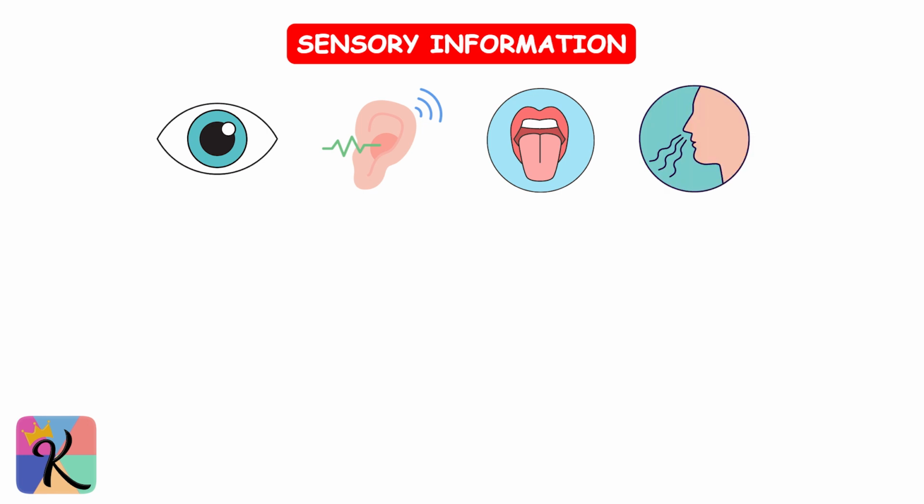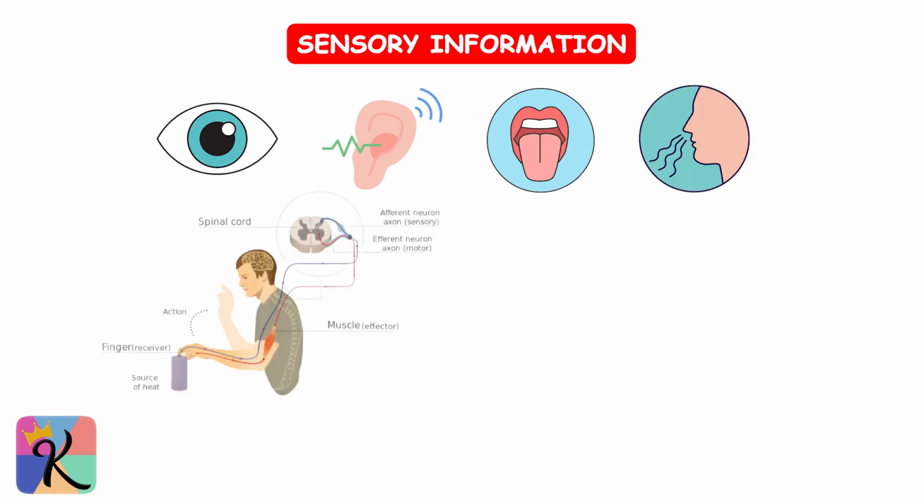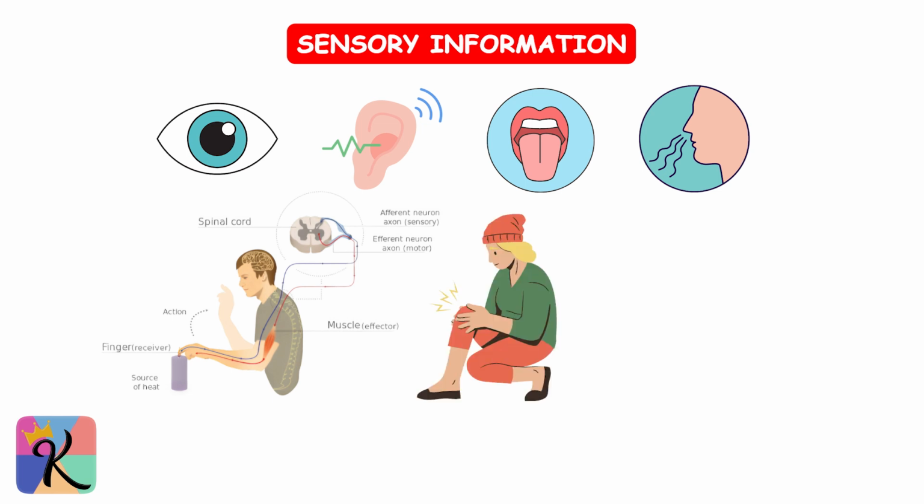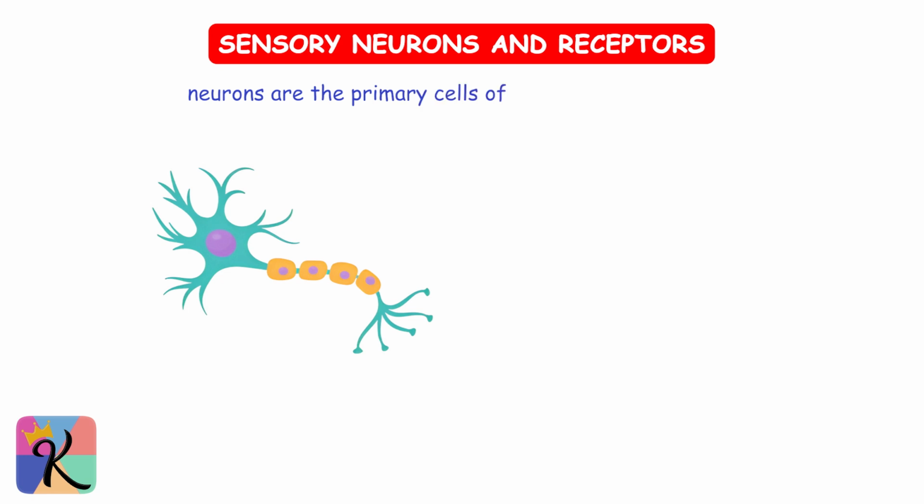Sensory information includes special senses like vision, hearing, taste, and smell, as well as general somatic senses that make up the somatosensory system. This system deals with touch, proprioception, pain, and temperature, all detected by sensory neurons spread across the body. Now, neurons are the primary cells of the nervous system.